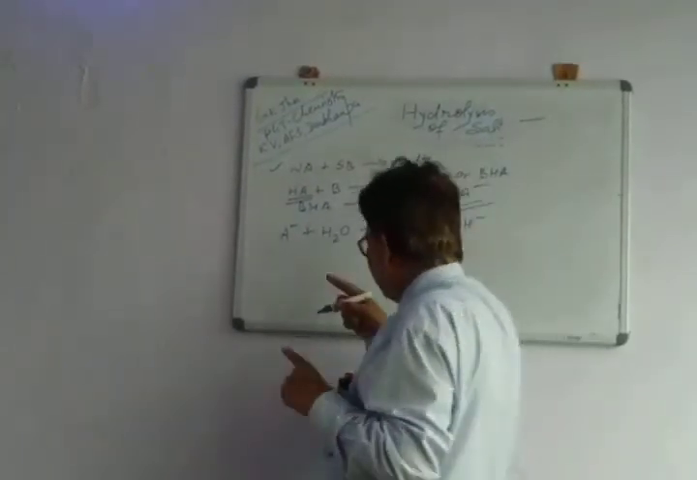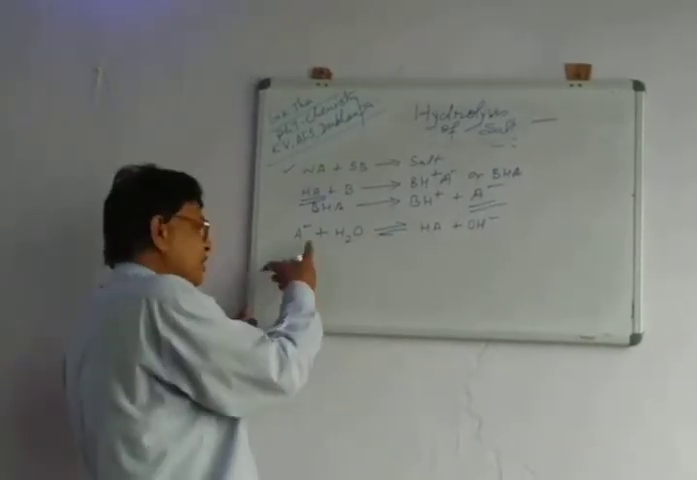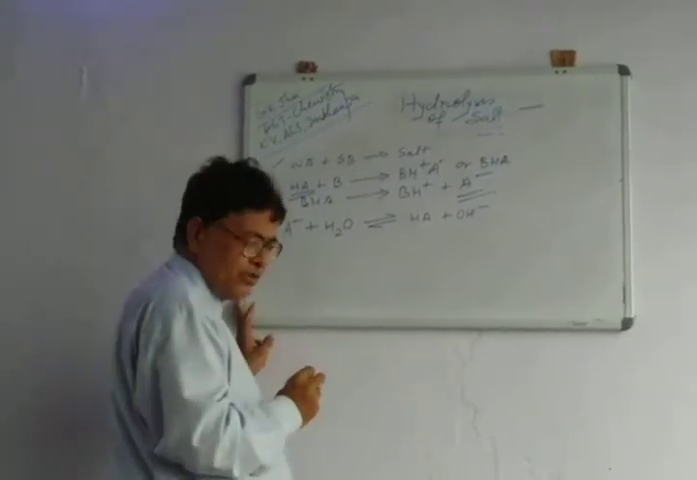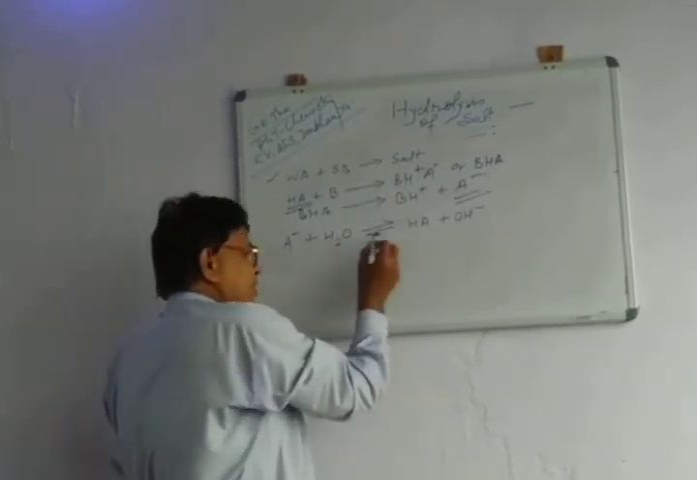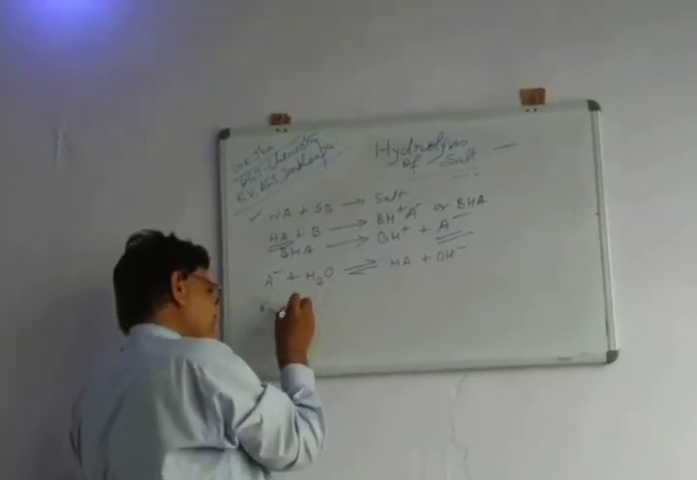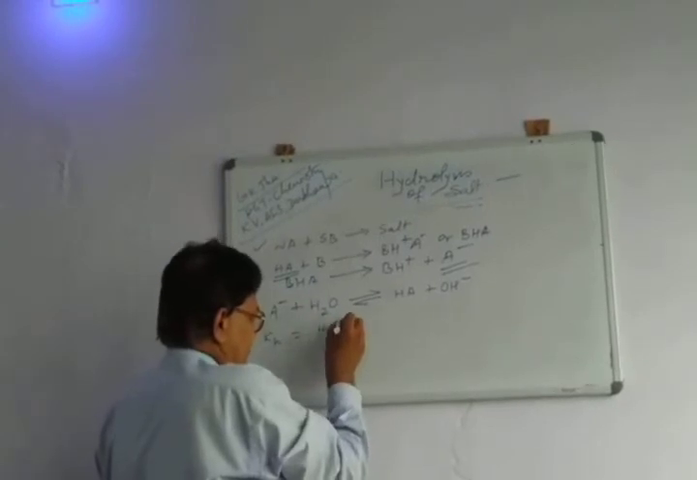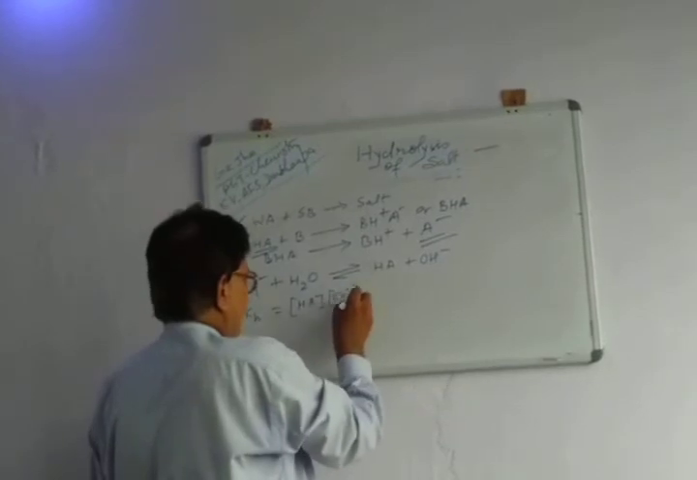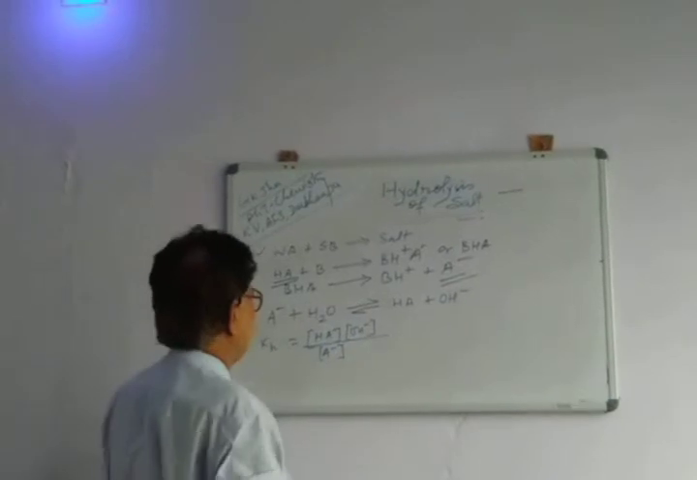And the equilibrium constant corresponding to this equilibrium is known as the hydrolytic equilibrium constant or hydrolysis constant, and this is denoted by KH. So KH is the concentration of HA into the concentration of OH minus by the concentration of A minus.